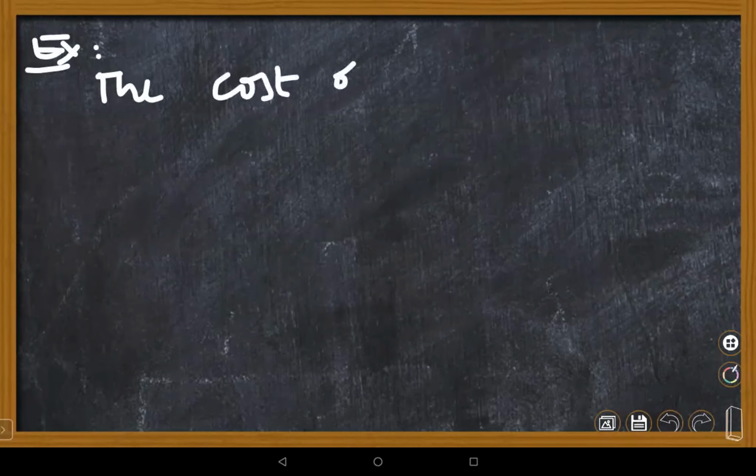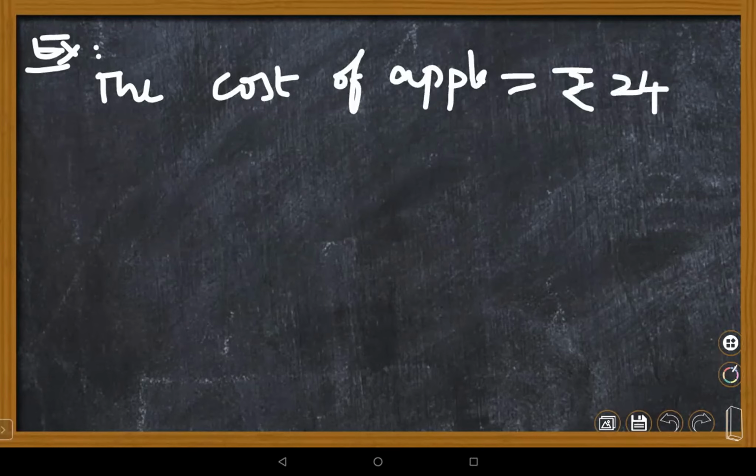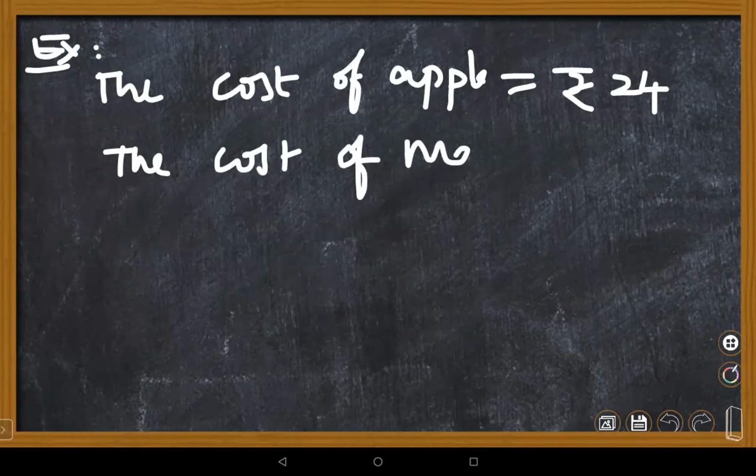The cost of an apple is rupees 24. And the cost of mango is rupees 18. Whatever the thing, you can take 18.